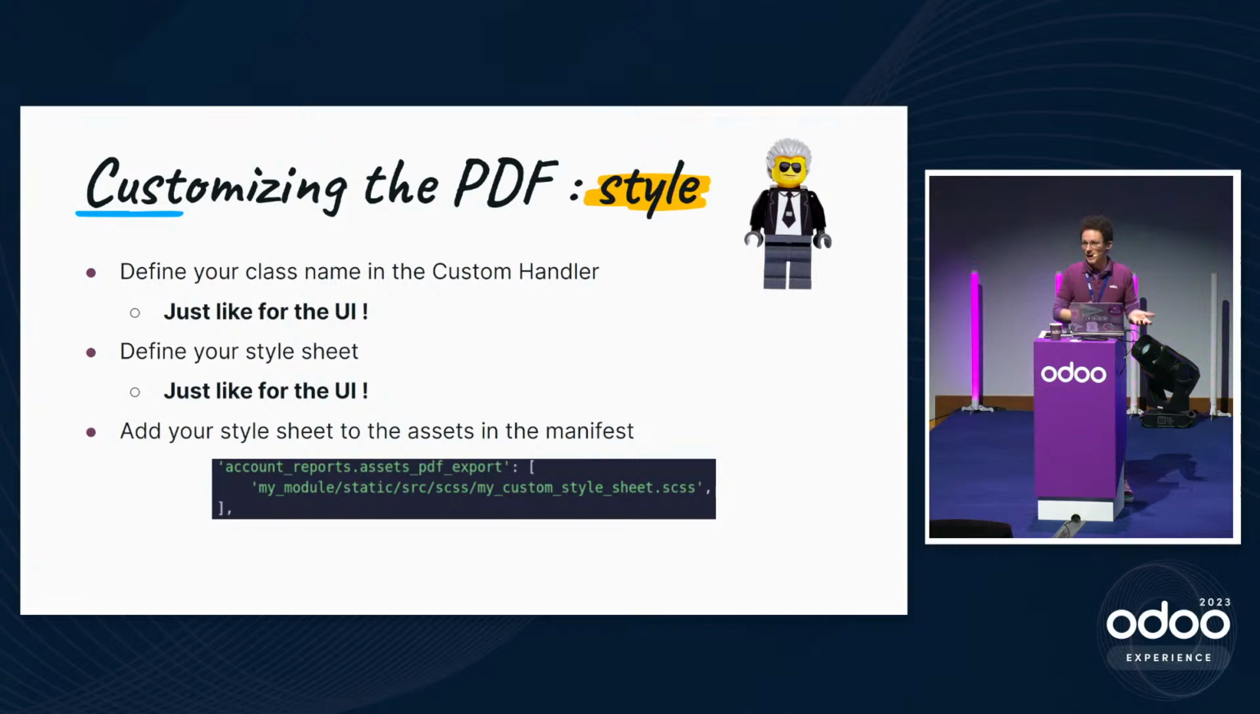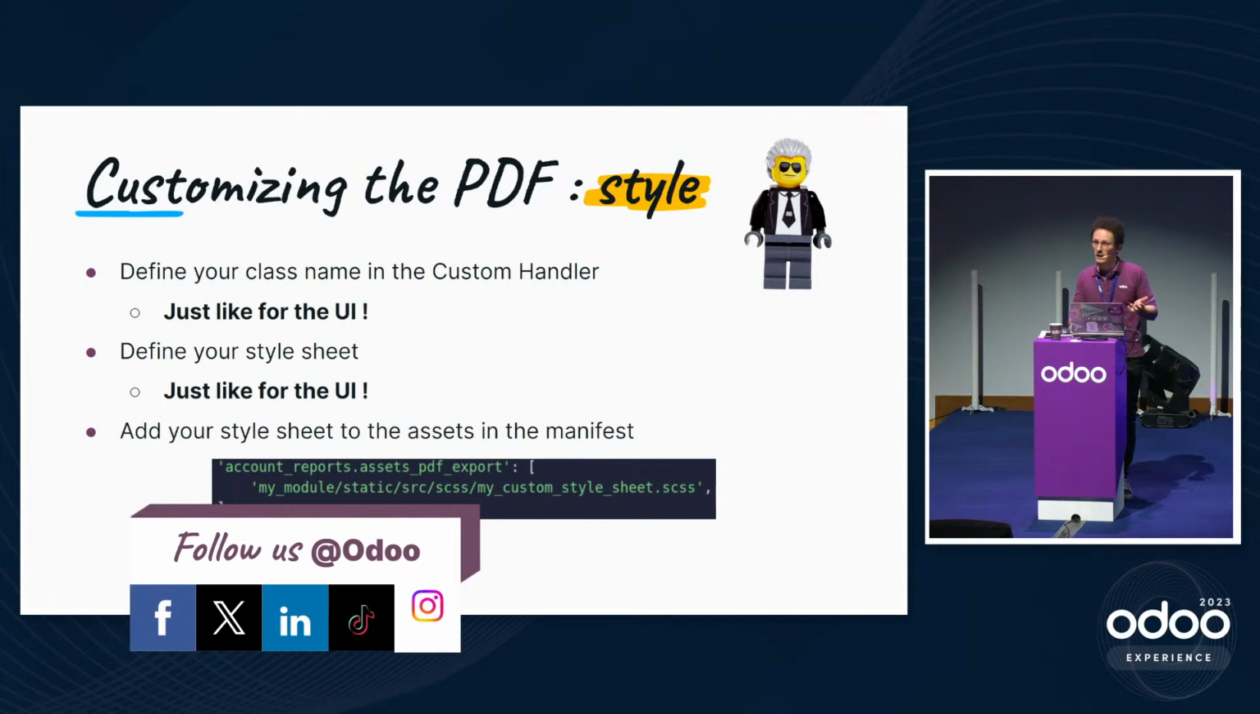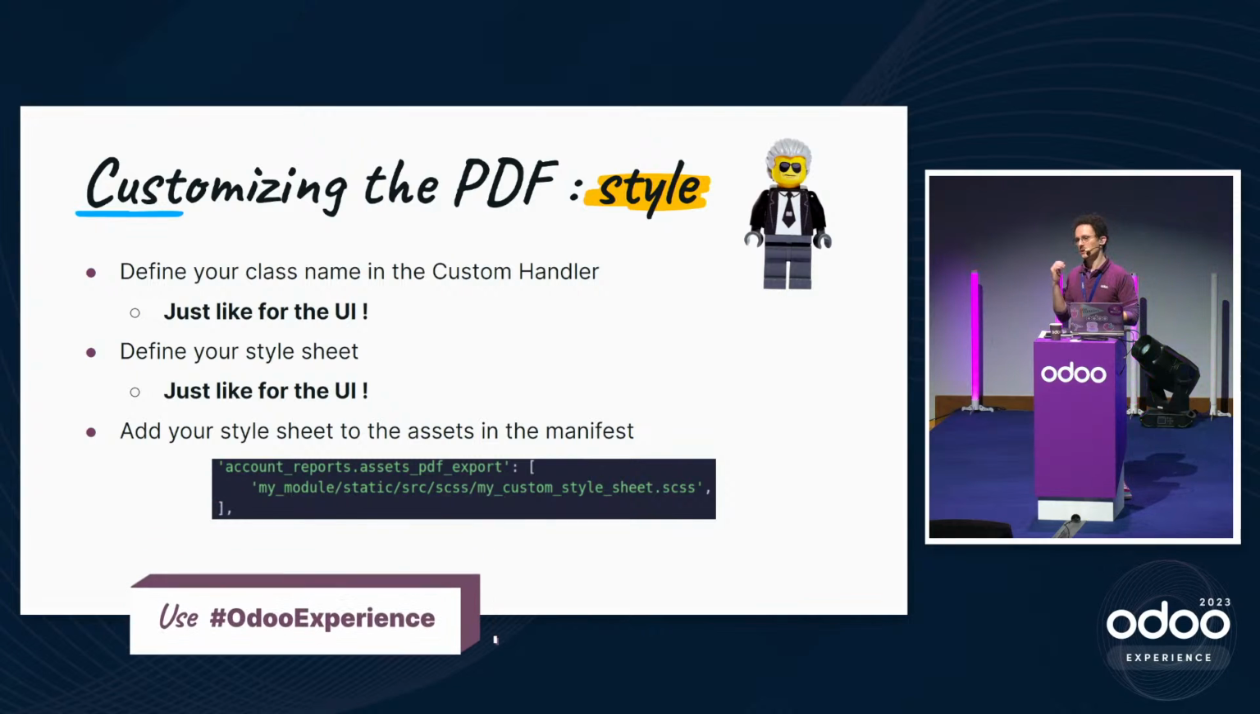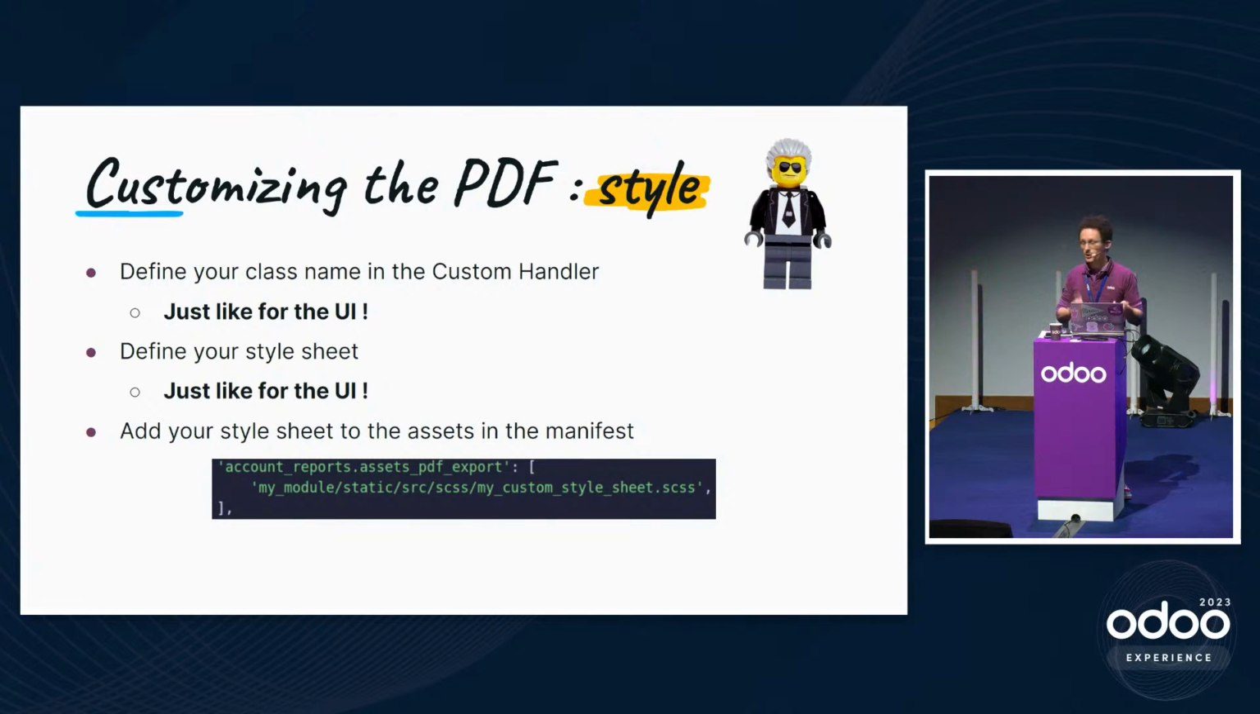And of course, like for the UI, you can customize the style. So you define a class name in the custom handler, just like for the UI. You create a style sheet of your own, just like for the UI. And the only thing is that this style sheet needs to go in a different asset key in the manifest. And basically, that is it. So with all that, you're able to customize the appearance of your PDF.